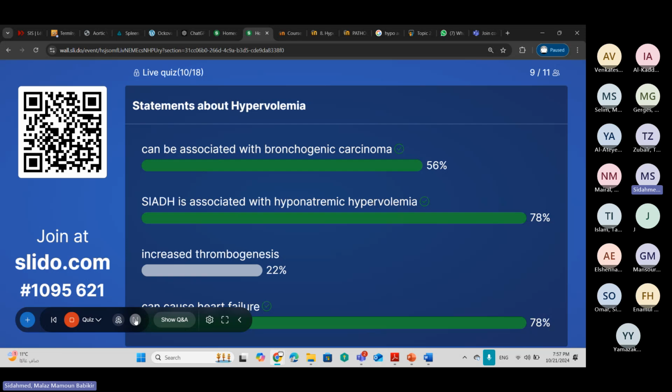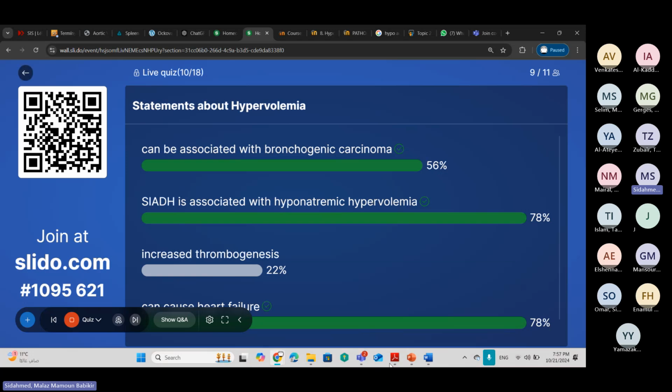And increased thrombogenesis? Not really. Increased thrombogenesis usually occurs with hypovolemia because there's then usually increased viscosity of the blood, and it's one of the conditions for thrombus formation. I don't think you took it yet, but when you take it, one of them is increased stasis or turbulence of the blood, which in hypovolemia causes thrombogenesis. And hypervolemia, because of the overload, can cause heart failure. It can worsen the circulation. The heart is overloaded and causes heart failure.